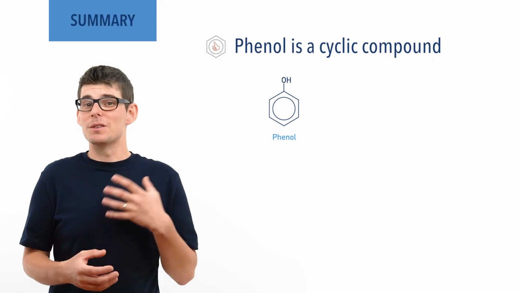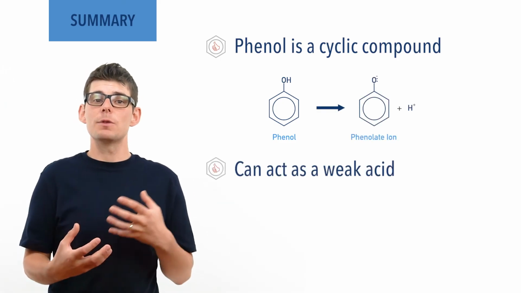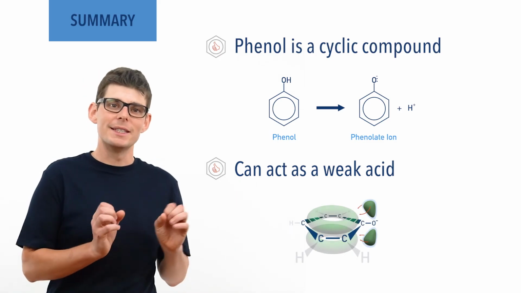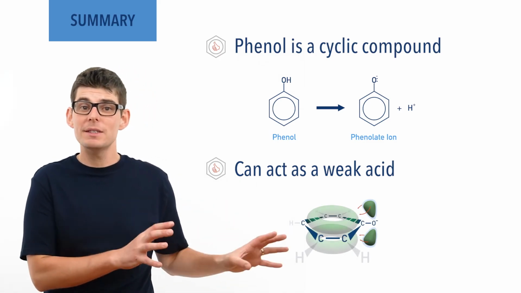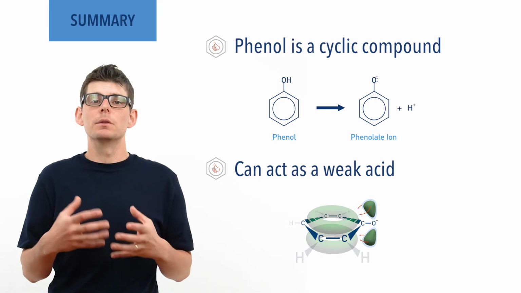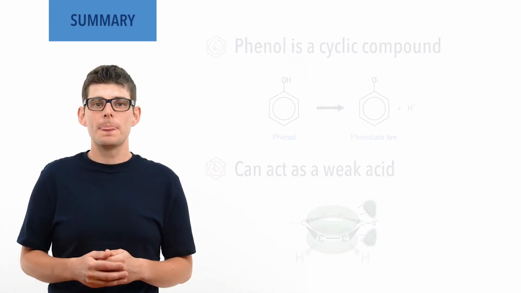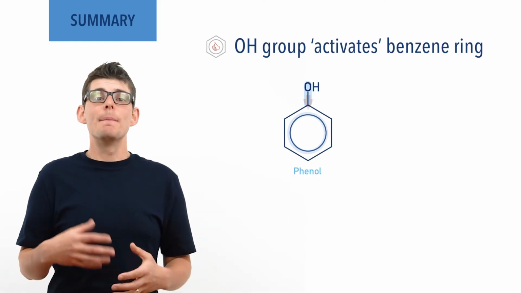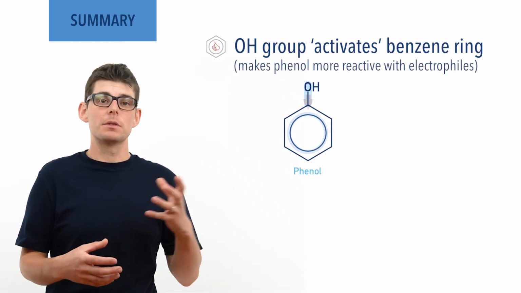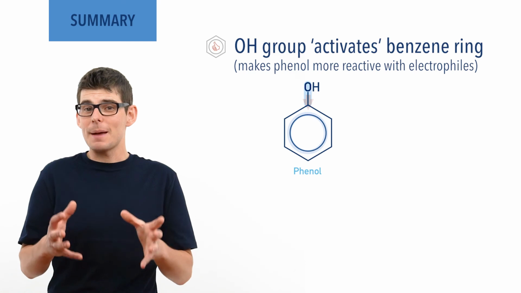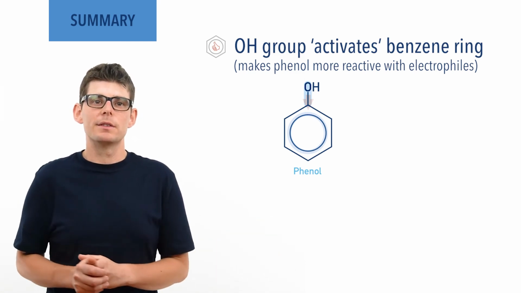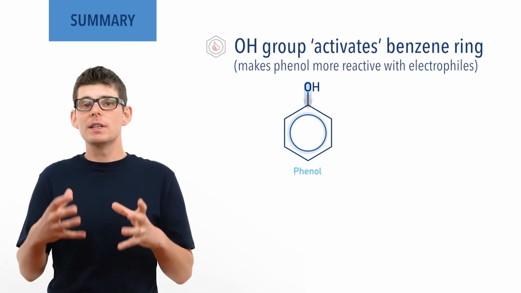Phenol is able to act as a weak acid, as when it loses a H+ ion, the negative charge on the oxygen atom can be spread a little into the delocalized electron system of the benzene ring, making the phenolate ion more stable and likely to form. The OH group in phenol activates the benzene ring and makes it more likely to react with electrophiles than benzene. This happens as the lone pair of electrons on the oxygen atom spread slightly into the delocalized system in the benzene ring, increasing the electron density.